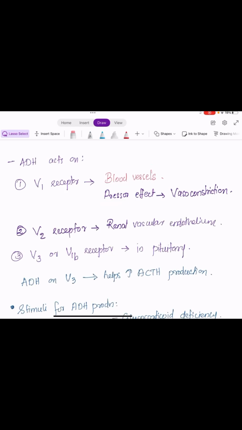ADH acts on three different receptors: V1, V2, and V3 or V1b receptor. The V1 receptor is present on blood vessels. It causes a pressor effect leading to vasoconstriction. V2 receptors are found on the renal vascular endothelium. The V3 or V1b receptor is found in the pituitary. So when ADH acts on the V3 receptor, there is increased production of ACTH.